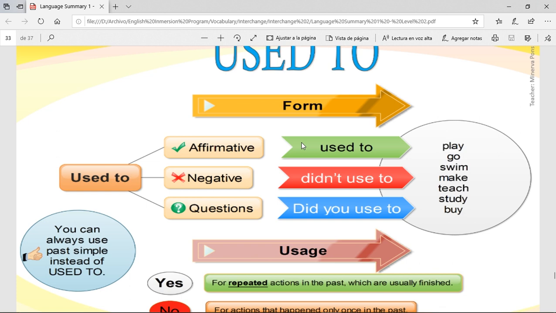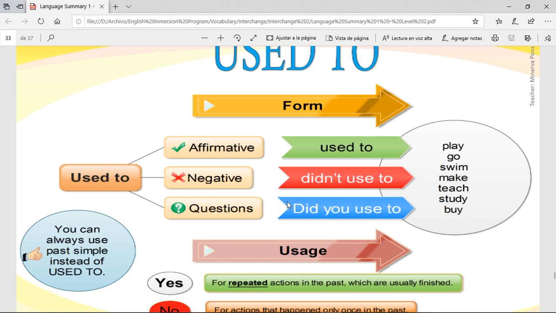We can also use this in negative by using didn't and then use to without the D, because it needs to be in the base form. Since you have didn't, or here did is the same, you cannot use the verb in the past form. It needs to be in the base. To say something negative, you use didn't use to. I didn't use to play a lot as a child. I didn't use to swim because I never went to a pool, sadly. I didn't use to study that much because I didn't care.